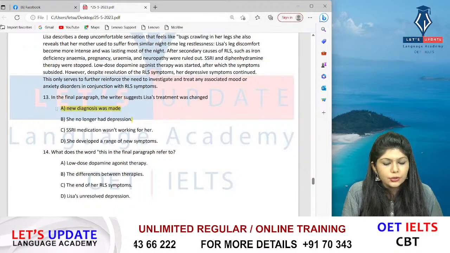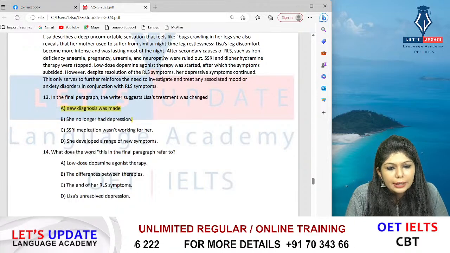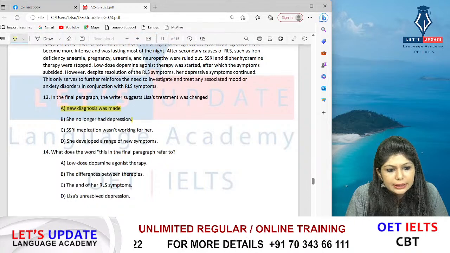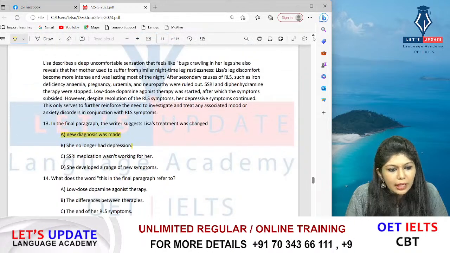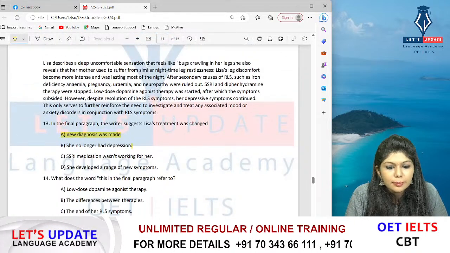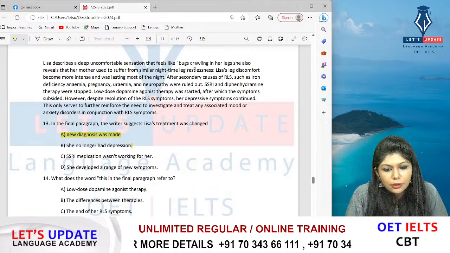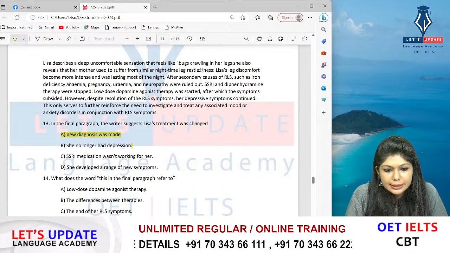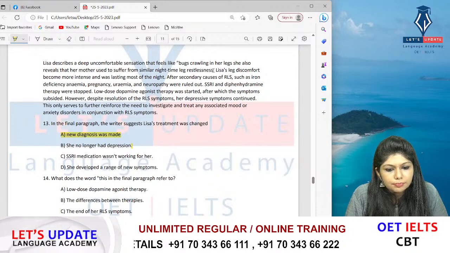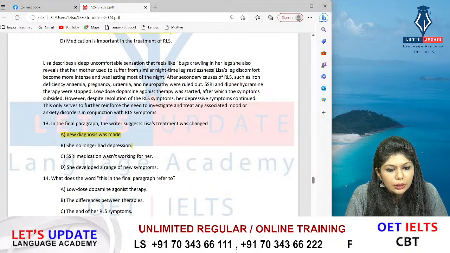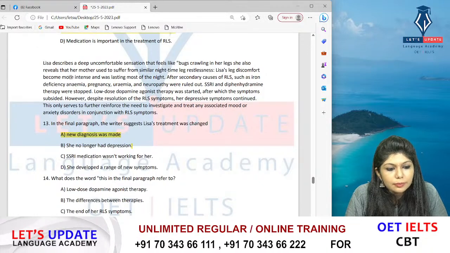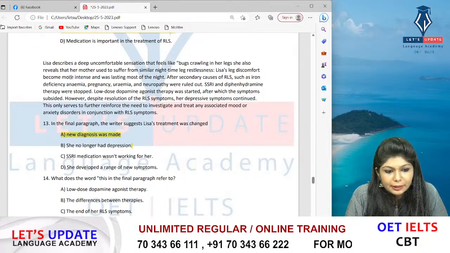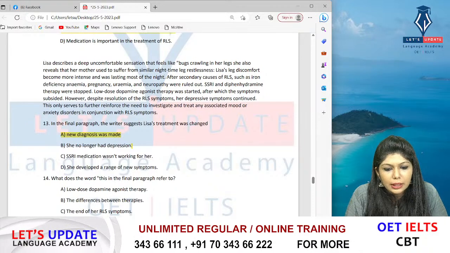Okay. So A is the correct answer. And why is it A? Look at this. Lisa describes a deep, uncomfortable sensation that feels like bugs crawling in her leg. She also reveals that her mother used to suffer from similar nighttime leg restlessness. And Lisa's leg discomfort became more intense and was lasting most of the night.